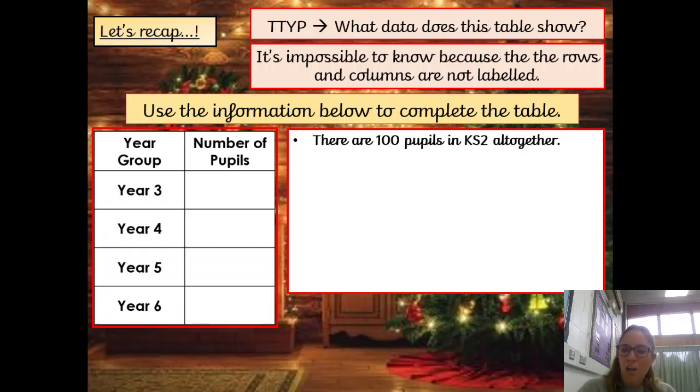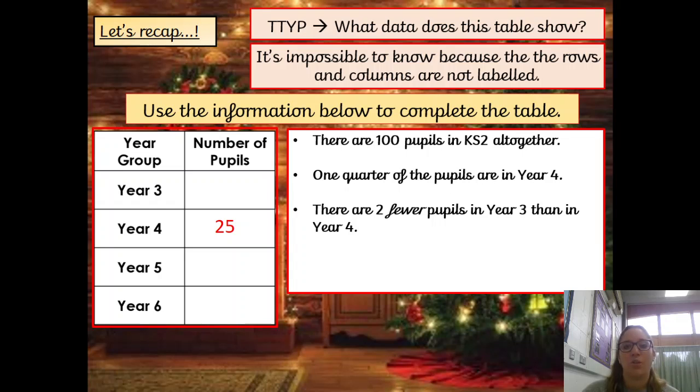So there are 100 pupils in Key Stage 2 altogether. So we know that our total amount is 100. A quarter of the pupils are in Year 4. So what is a quarter of 100? Okay, if we know half is 50, we then know a quarter is 25. So we know there are 25 children in Year 4.